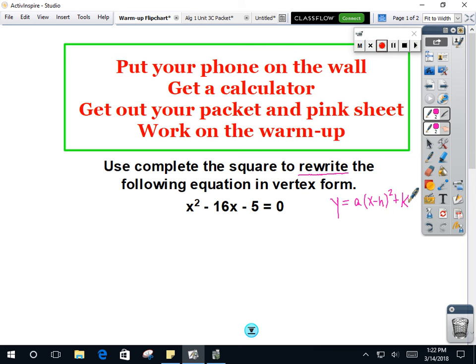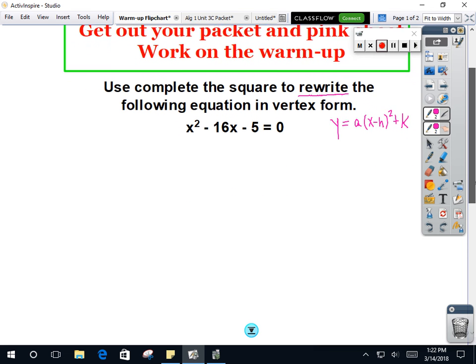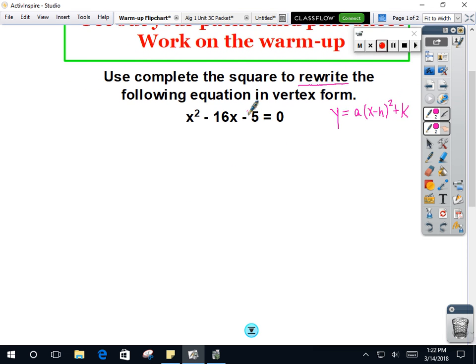So for this particular problem, they're not asking you to solve. They don't want to know what x equals. They want you to take it from standard form to vertex form, and you can do that by completing the square. So the first step is move the constant to the other side by adding the 5 to the other side. Then you now have x squared minus 16x equals 5.